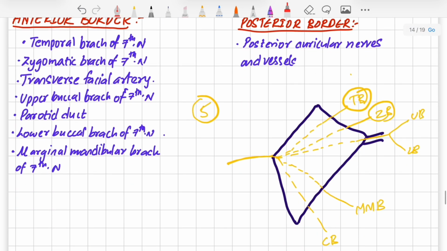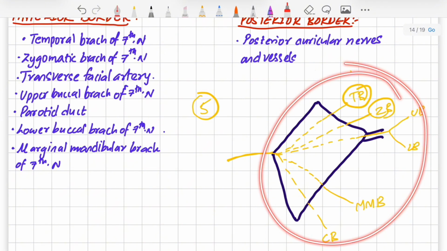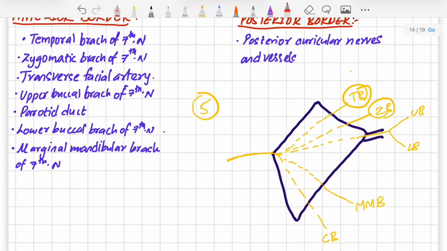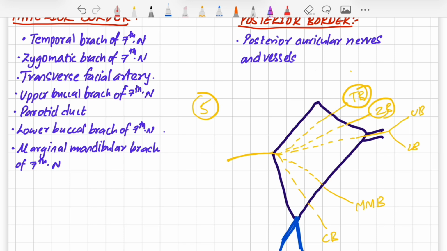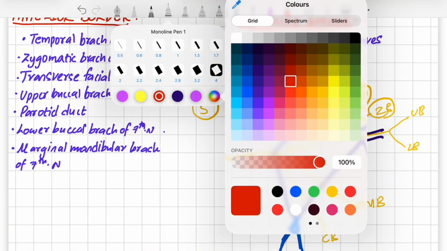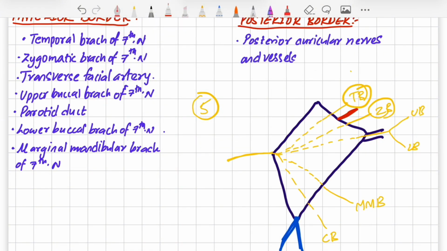Just remember that the branches of facial nerve, from the cervical branch, extra, what do we have extra guys? We have the retromandibular vein divisions. Next, along with it, what do we have here guys? In the anterior border, we have the transverse facial artery, right? So this is the transverse facial artery. From the base we have the superficial temporal artery. Next we have a superficial temporal vein, and we have auriculotemporal nerve.